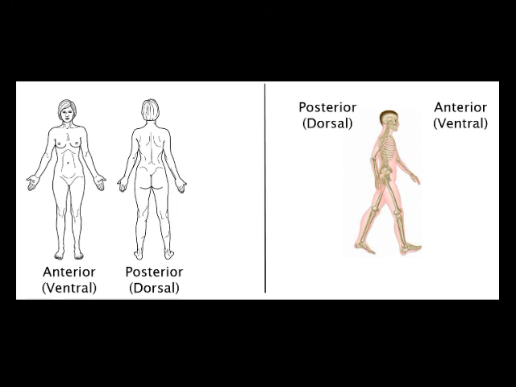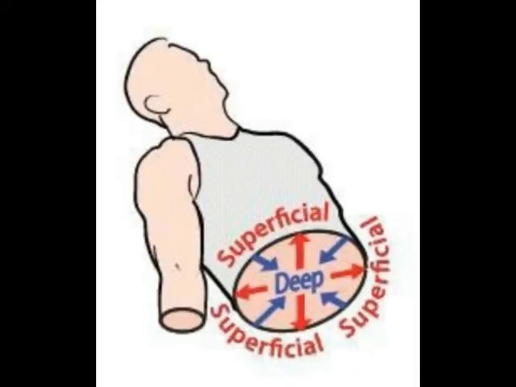A structure that is anterior to another is closer to the front of the body, while a feature that is posterior to another is closer to the back of the body as compared to the other structures. Now, superficial means closer to the surface, and deep means farthest from the surface. The example can be the skin is superficial as compared to the lungs.